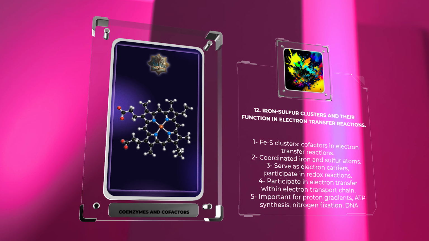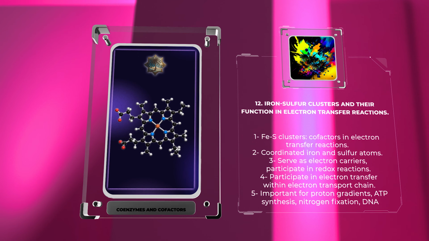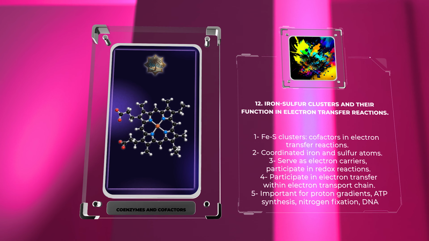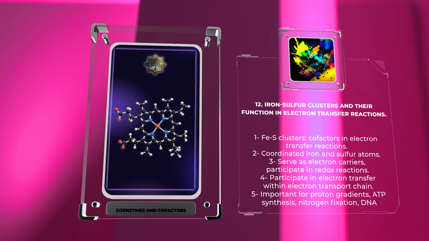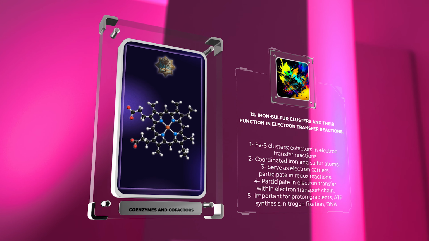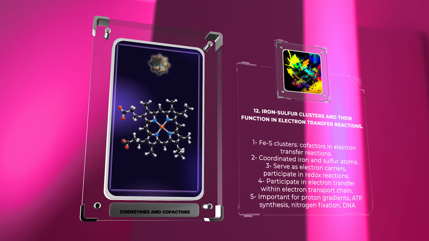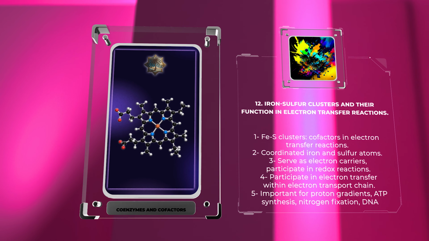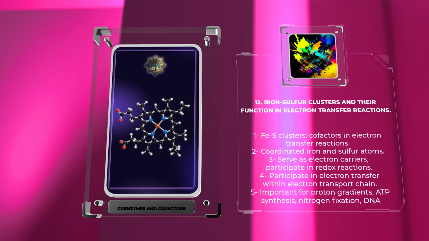For example, they participate in electron transfer within complex I, complex II, and complex 3 of the electron transport chain. Through their ability to shuttle electrons, Fe-S clusters facilitate the formation of proton gradients and ATP synthesis during oxidative phosphorylation. Moreover, Fe-S clusters also play a role in nitrogen fixation, DNA repair, and regulation of gene expression, highlighting their versatile importance in biological processes.